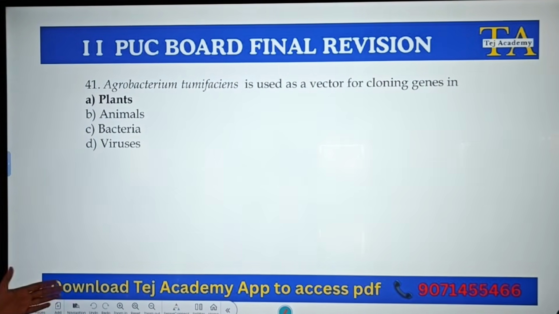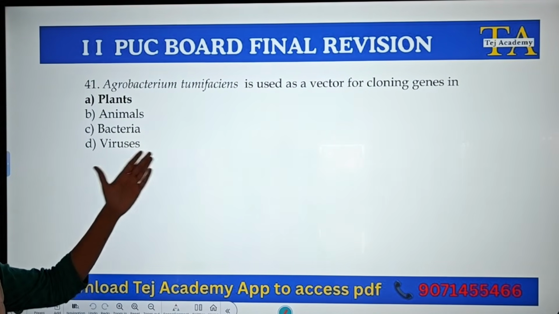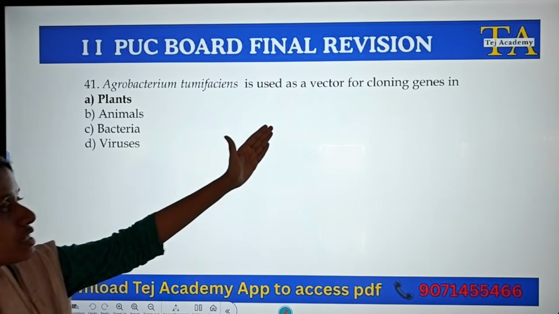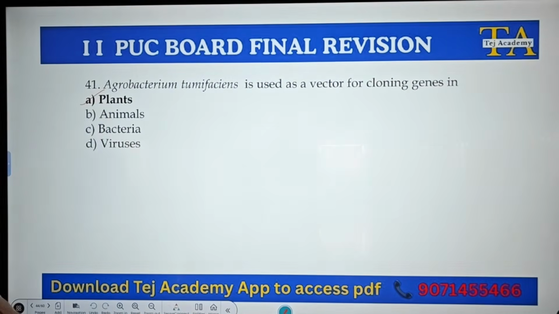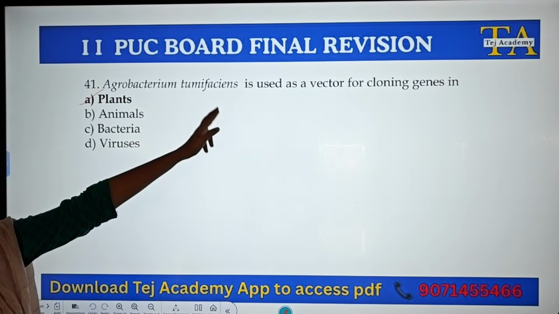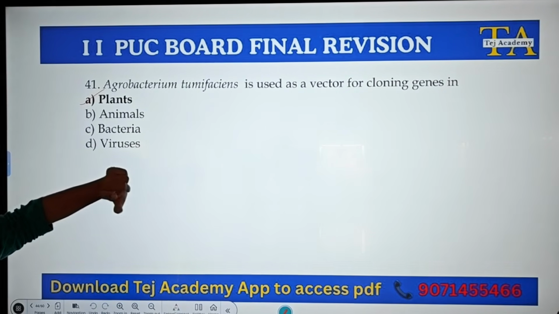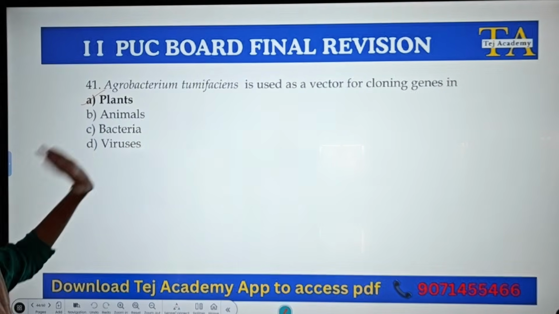The next question is, Agrobacterium tumefaciens is used as a vector for cloning genes in plants because Agrobacterium tumefaciens is a pathogen of plants alone.